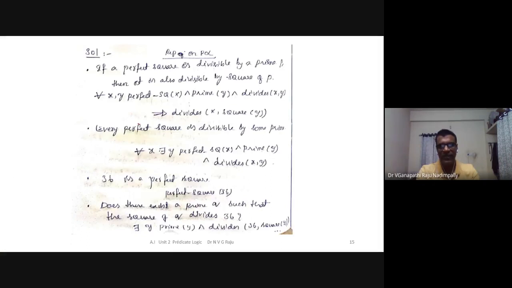Shall I go to second statement? Yes, sir. Now, what is second statement? Every perfect square is divisible by some prime. Here, some. Every perfect square, for all x. For every perfect square, all x, and some prime, there exists y.